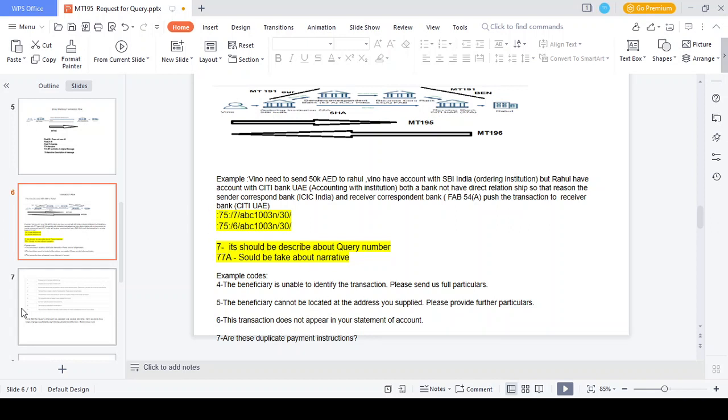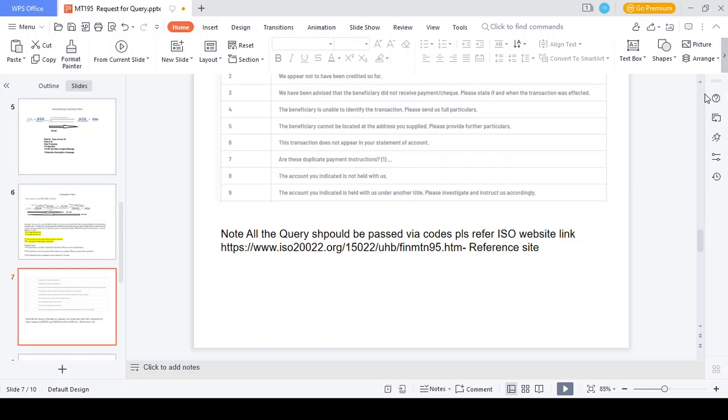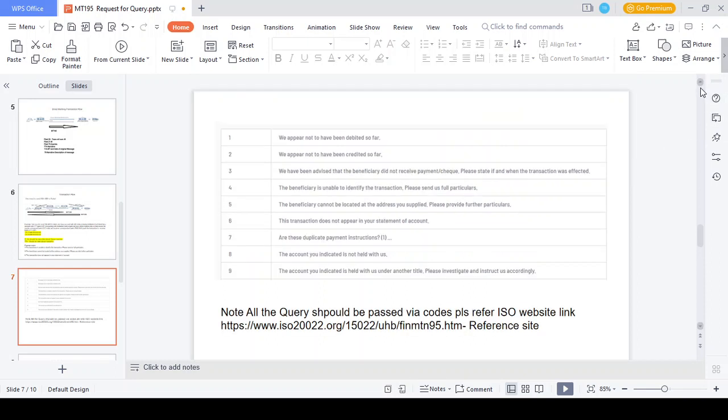Another one is narrative-wise. So I will provide some codes. The code-wise inquiry should be initiated first. You provide this 75 dot slash 1, which means whether the particular sector account should be debited or not. 2 means whether the particular account should be credited or not.